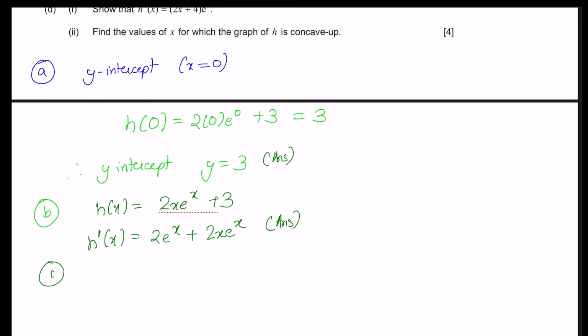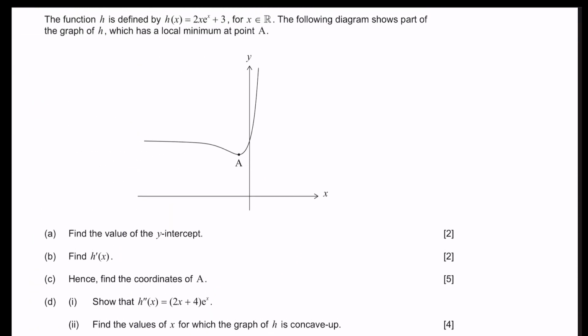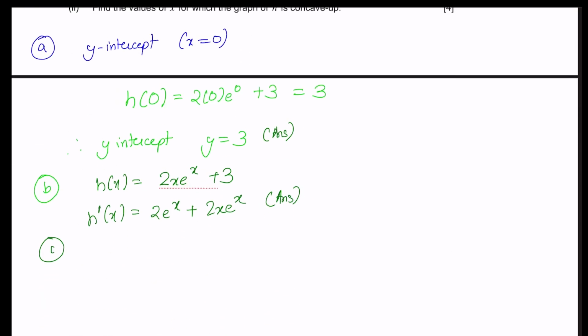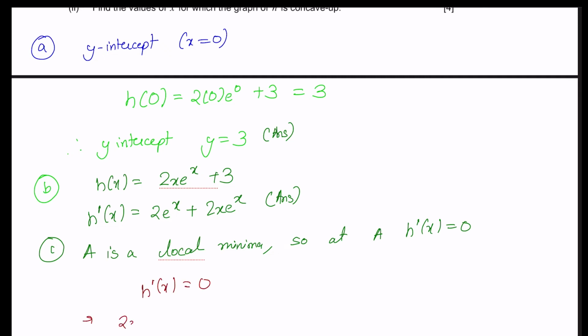Now we would move to part C. For part C, we have to find the coordinates of A. Now A is a local minima, right? And at the local minima, your h dash x is 0. So at A, our h dash x would be equal to 0. So I'll equate h dash x to 0 and try to find the value of x. So h dash x equals 0, which is 2 e to the power of x plus 2x e to the power of x equals 0.